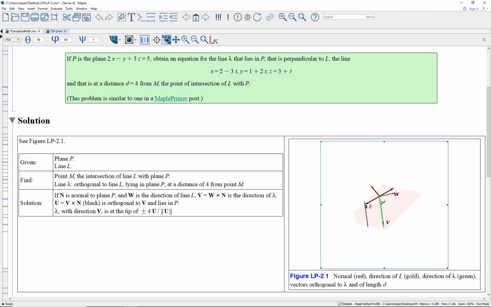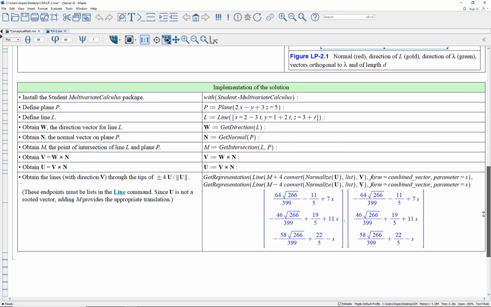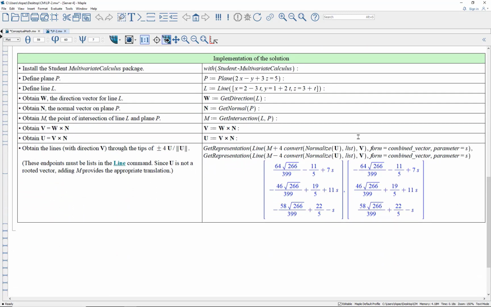We can find that. If we go out along U the appropriate distance, we can find this point through which we will draw one version of lambda. We could put another one over here. The direction of lambda will be the direction vector V. And if we can implement that, we would have a solution. So let's implement those thoughts in Maple.